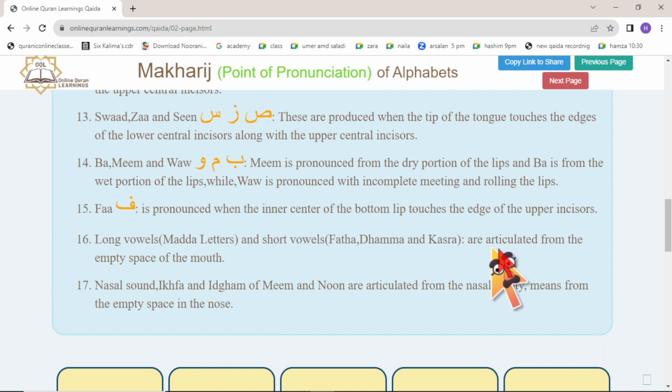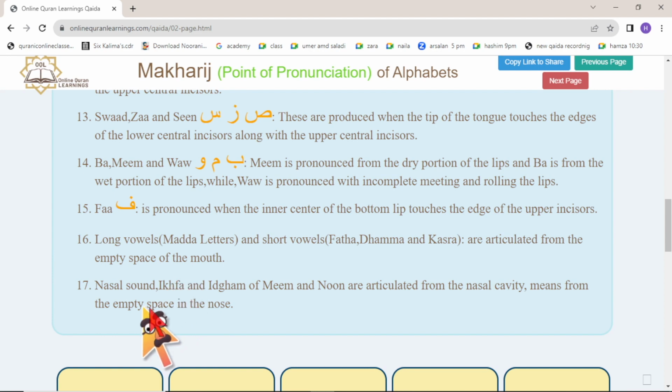They are articulated from the empty space of the mouth. So it says madda letters and fatha, dhamma and kasra are always pronounced or articulated from the empty space of our mouth.